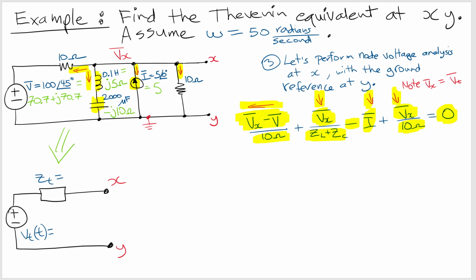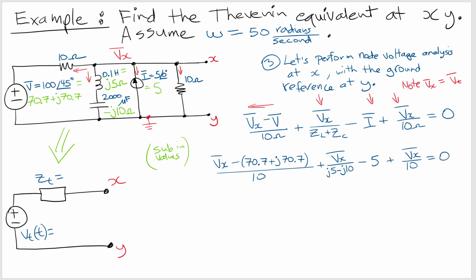Now note that I didn't write the current going this way, right? What's I equal to here? Well, it's an open circuit, so I is going to be 0, so I don't have to write that. That's why that doesn't appear. Okay, so then let's work our node voltage equation that we've developed.